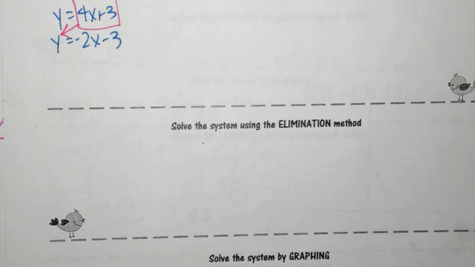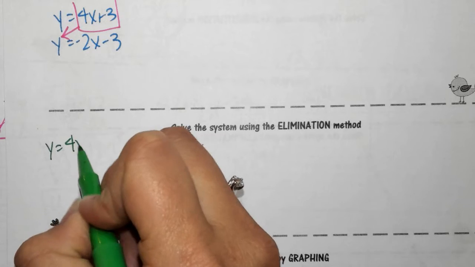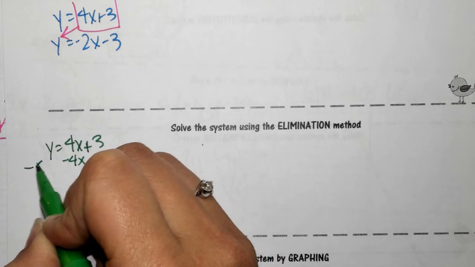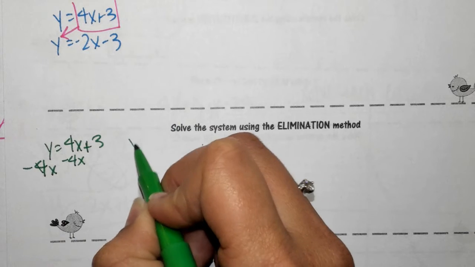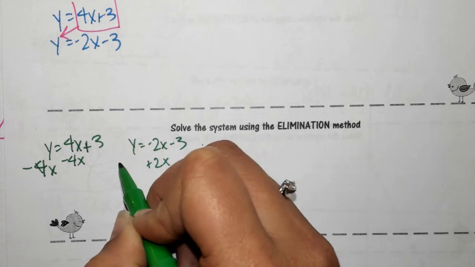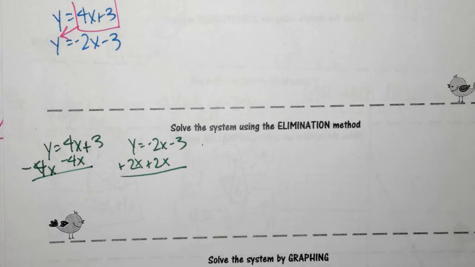Then to eliminate, I personally would write y equals 4x plus 3 and subtract my 4x. And then I would write y equals negative 2x minus 3 and add my 2x. And then see where that got me so I could eliminate. Look at me go, starting us off. But, nope, just do it.